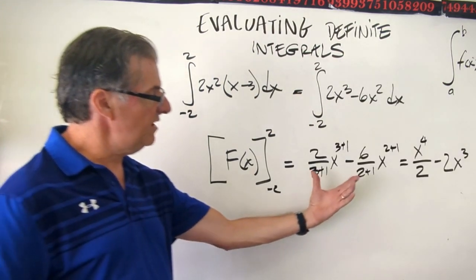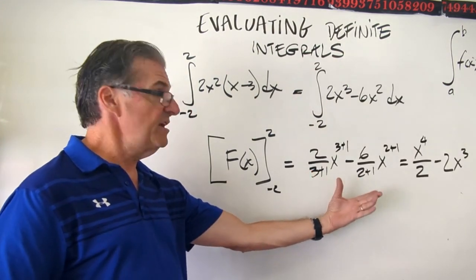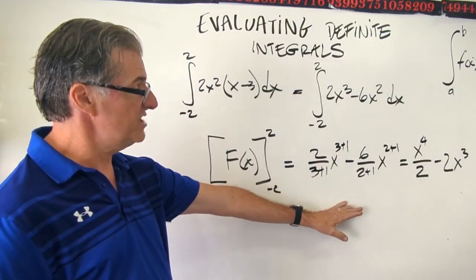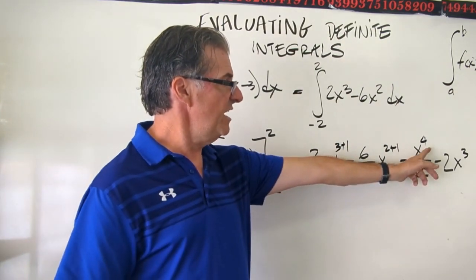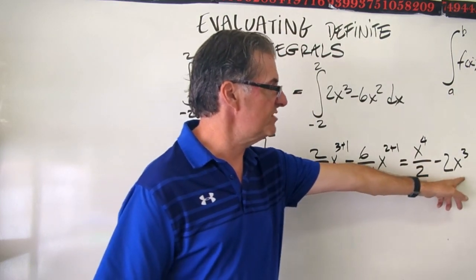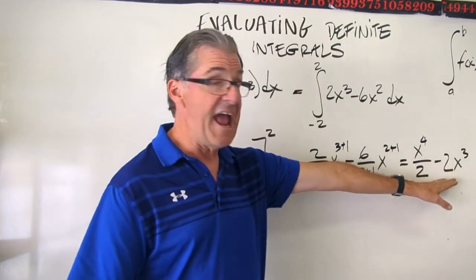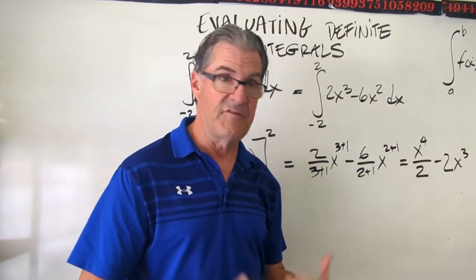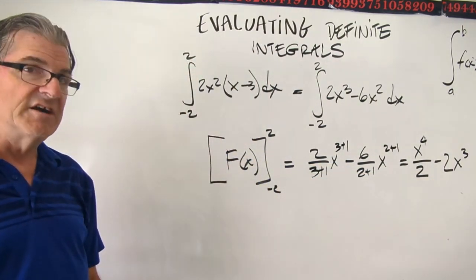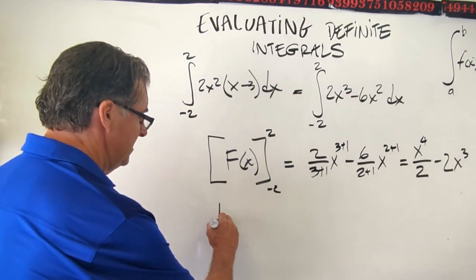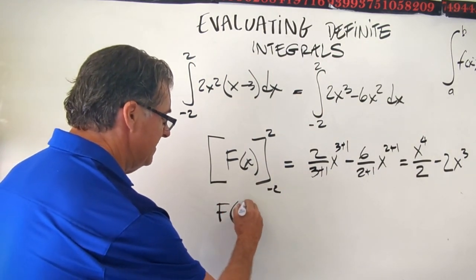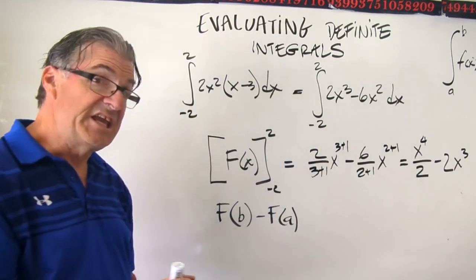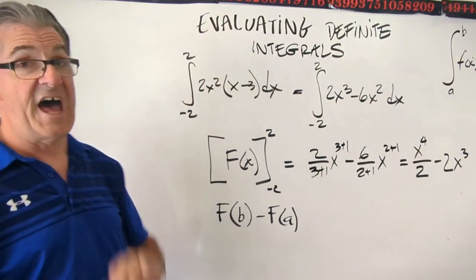Okay, here's the plug-in step for that, using my integration rule, kind of like my power rule, and then I simplified and reduced it on down, and I basically get x to the 4 over 2 minus 2x to the third. So that's the antiderivative, that's capital F of x, or the integral of f of x. So now, our next step is to do f of b minus f of a. And that's going to get us the value of that integral.